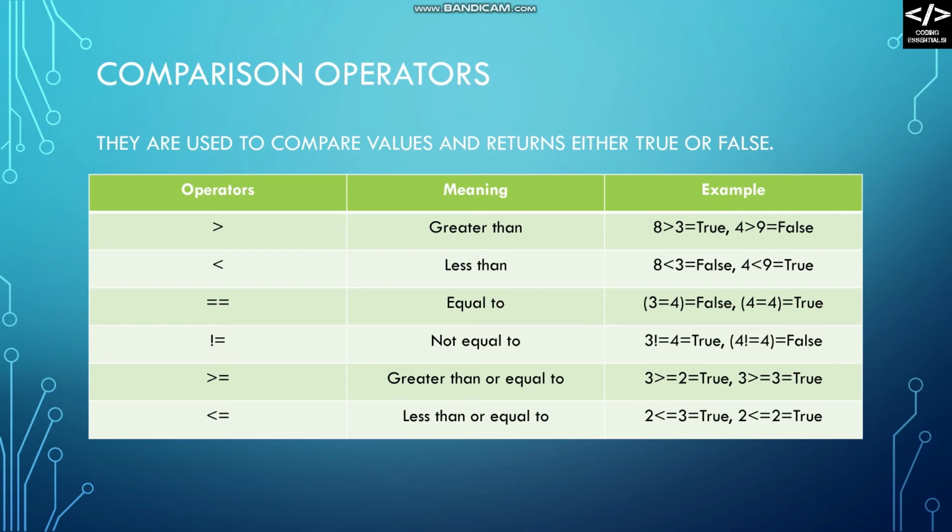Then comes less than or equal to. First comes less than and then the equal to sign. So 2 less than or equal to 3, yes, it's true. And 2 less than or equal to 2, it's true. So if either of the conditions is true, then it will give you true.